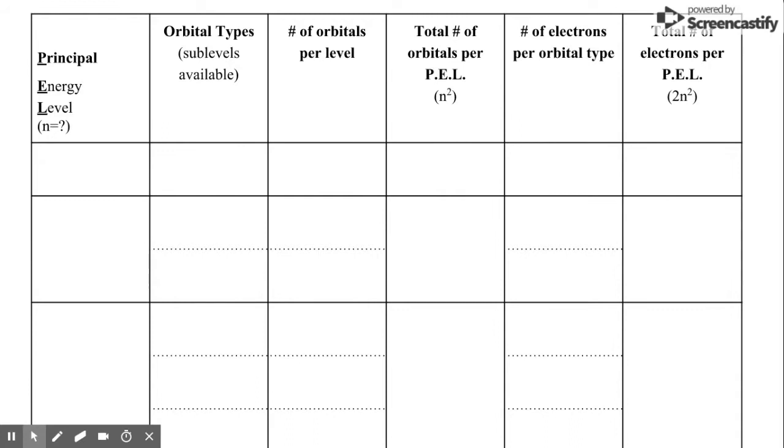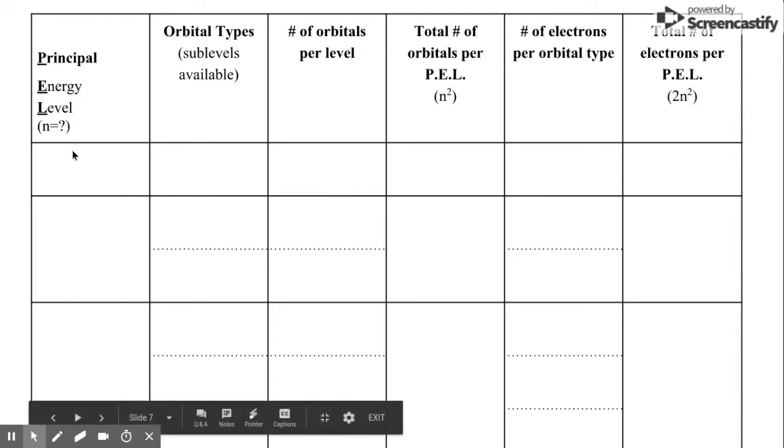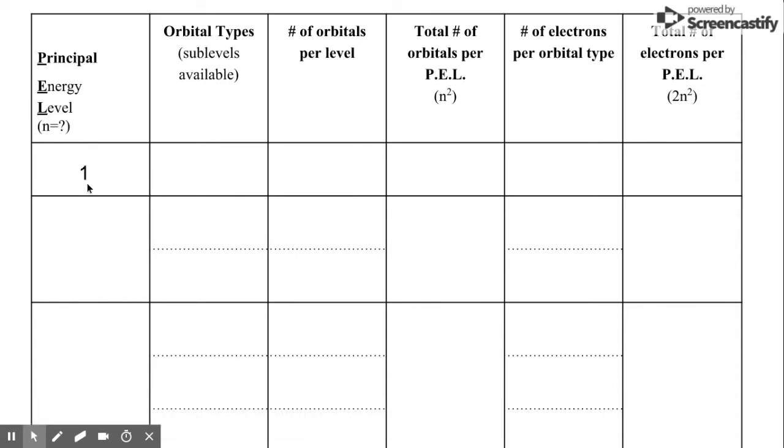In your worksheet, you have a table that looks like this. I'm going to walk you through filling out the first 3 rows of the table, and then I want you to fill out the 4th row by yourself. First, the column is the principal energy level. We just number those, starting with 1 is the lowest. The next highest would be 2, and the next highest would be 3. In the first energy level, there is only an s orbital.